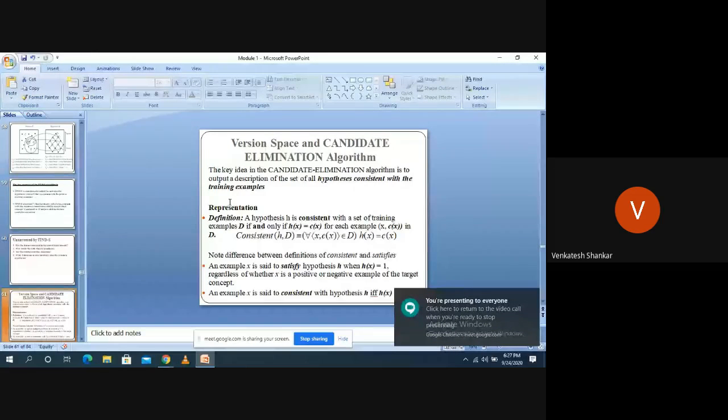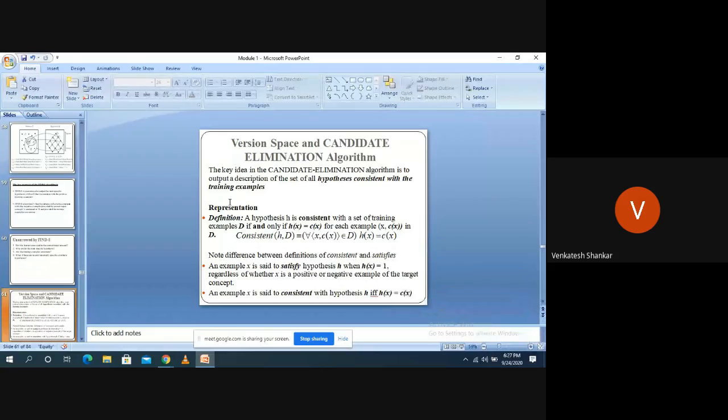Now, the version space and candidate elimination algorithm. What's the meaning of the version space and the candidate elimination algorithm? The key idea in the candidate elimination algorithm is to output a description of the set of all hypotheses consistent with the training examples. Here the candidate elimination algorithm evaluates both the positive as well as the negative examples, depending upon consistency with the training examples. Depending on the consistent training examples you give, it evaluates the output description. That is what we call the candidate elimination algorithm.